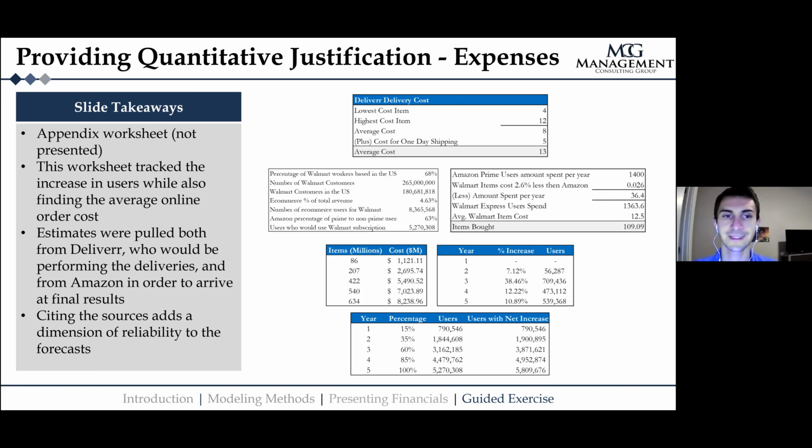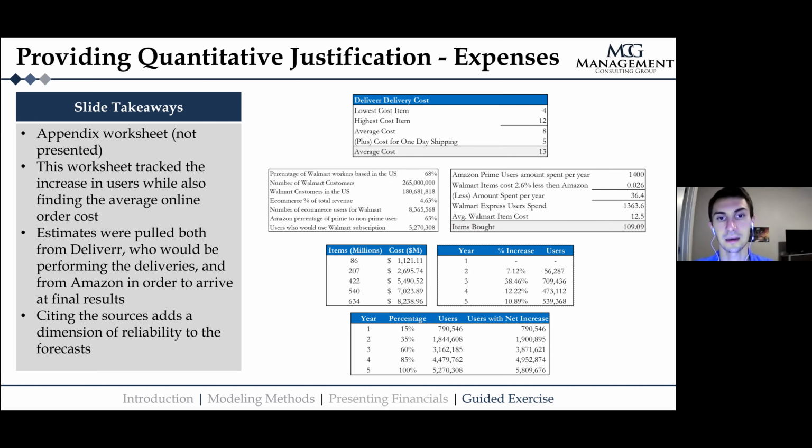So to clear it up, we'll go through the boxes on the right real quick. First box, delivery costs. We estimated the average cost per item, and then we added that $5, which is a cost for one-day shipping. So the average cost per item would be $13, right? That was pretty simple, wasn't too bad. A lot of that information was on Deliver's website, so pretty easy to find.